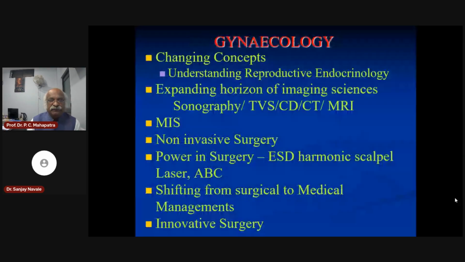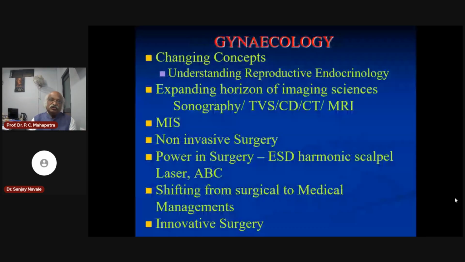So with the non-invasive methods available, why go for invasive methods? This is really a change in the pattern of how sonography and imaging science have evolved and taken over. Minimal invasive surgery has grown so much that almost 80% of gynecological ailments can be dealt with by minimal invasive surgery, the hysteroscopy and laparoscopy.